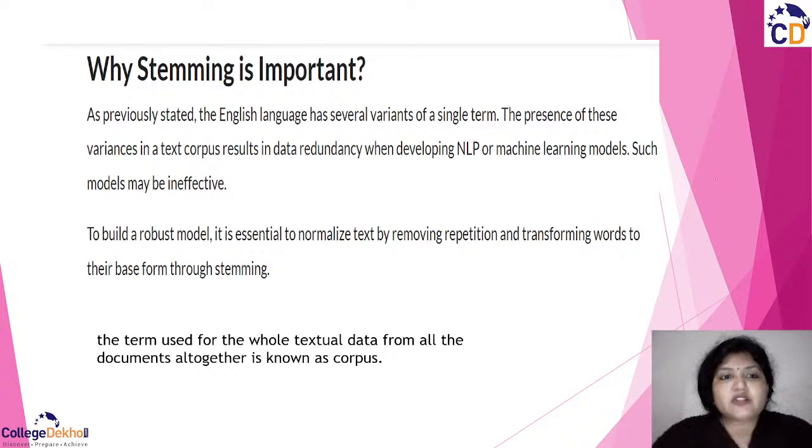So such models may be ineffective. You have to make a system that is robust, right? To build a robust model, it is essential to normalize the text by removing the repetitions and transforming the words to their base form through stemming.